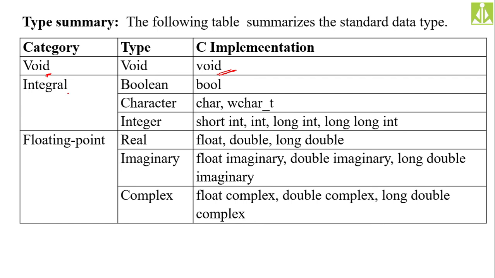Then integral types, we have three different types: boolean, character, and integer. Boolean type to support BOOL. Character, we have two different types: normal character and wide character set. Integer, we have four types: short int, int, long int, and long long int. Floating point type, again three categories: real, imaginary, and complex. Real types, again three based on their size: float, double, and long double. Imaginary: float imaginary, double imaginary, and long double imaginary. Complex, same thing: float complex, double complex, and long double complex.